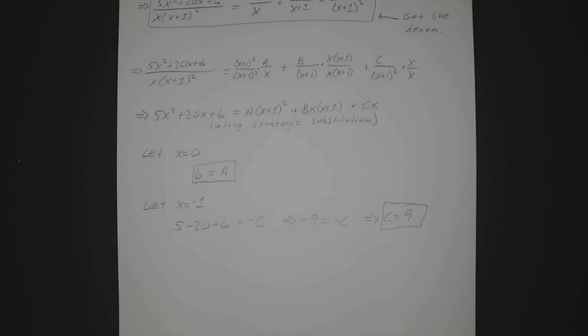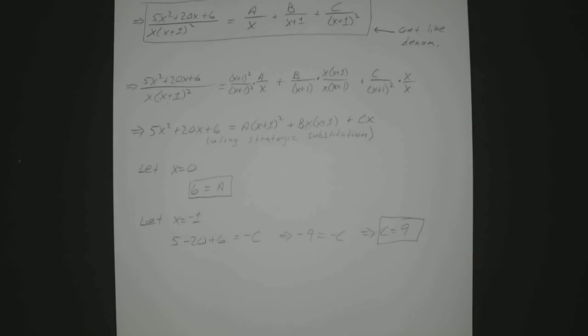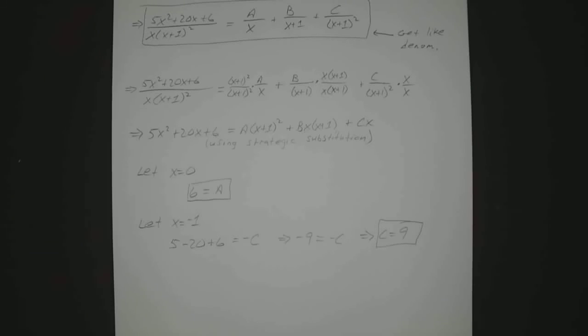Only problem is we've used up all of our strategic substitutions. Okay, so we already used up 0, we used up negative 1. So now you can really just plug in something that would make it easy to solve for b. Okay, because we can easily plug in 9 for c and 6 for a. So you can probably use x equals 1.